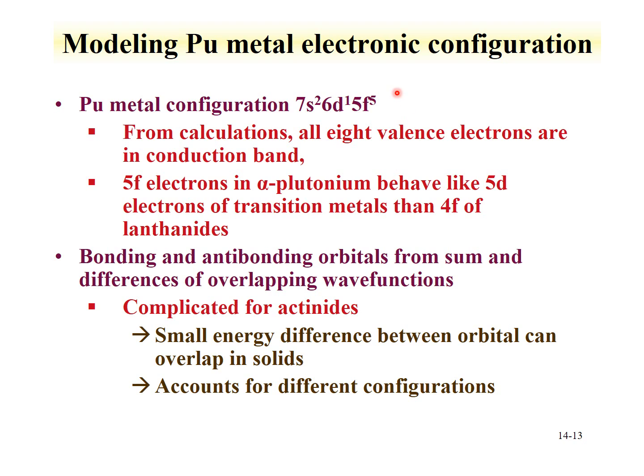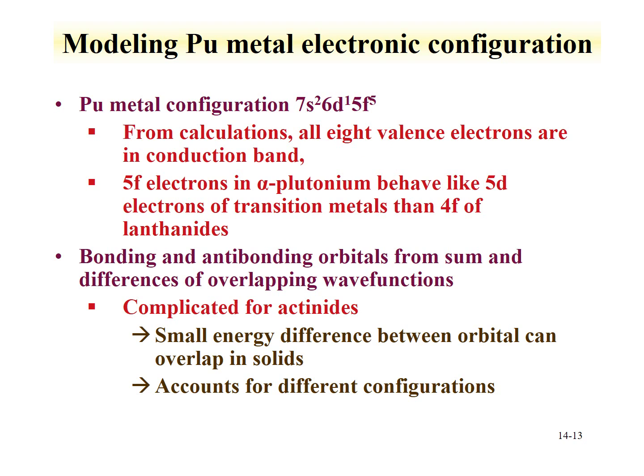The electron configuration of metallic plutonium is shown here, where you get a mixture of F, D, and S orbitals. From calculations, all 8 valence electrons are in conducting bands. The 5F electrons in alpha plutonium behave like 5D electrons of transition metals, more so than the 4Fs of the lanthanides. And this is what really manifests the behavior. The 4Fs are not really involved in the bonding and structural behavior. They're not in the highest occupied molecular orbitals, whereas in plutonium the 5Fs are.